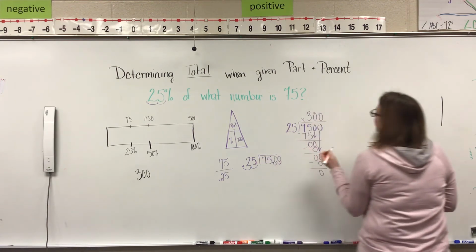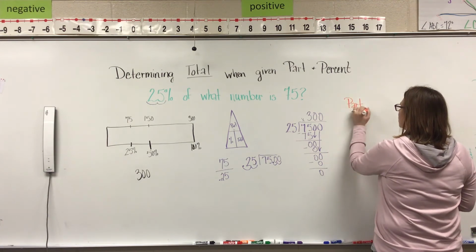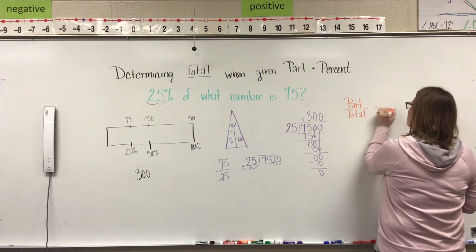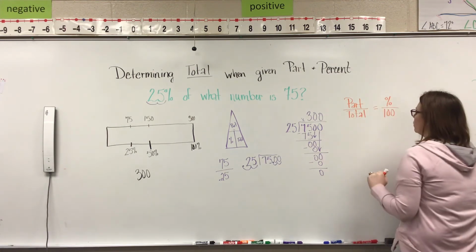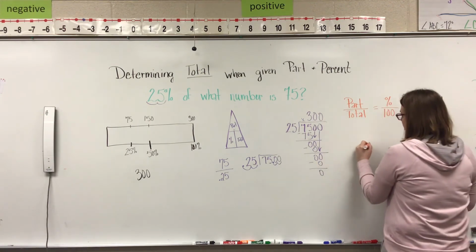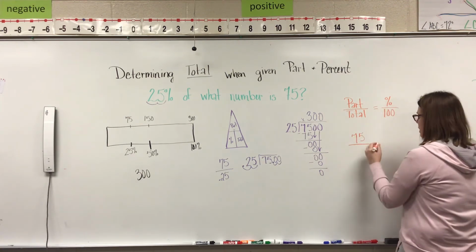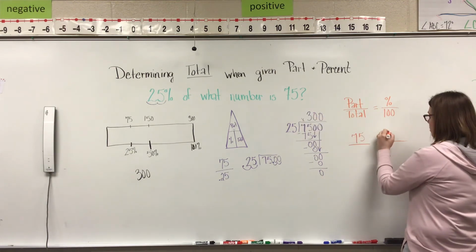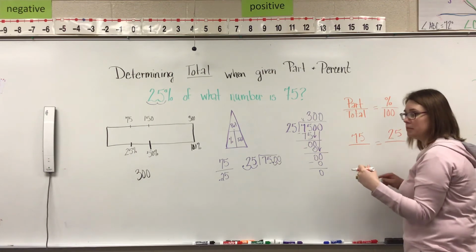And then the last method is proportion. So we have part over total equals percent over 100. All right, so using what information I know, I'm going to fill this in. My part is 75. Total is unknown at this time. Our percent is 25. And that's always going to be over 100 because a percent means per 100.